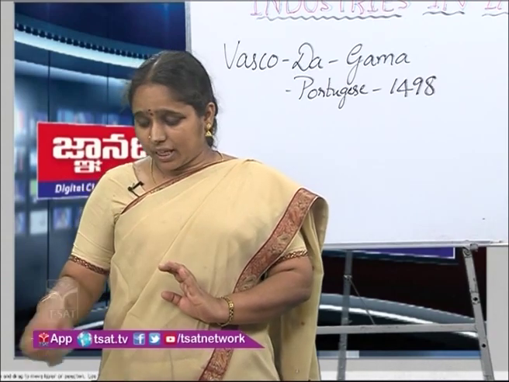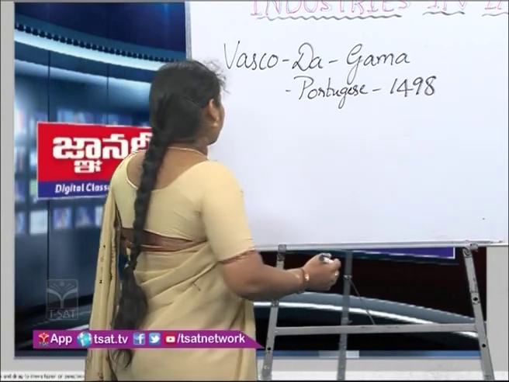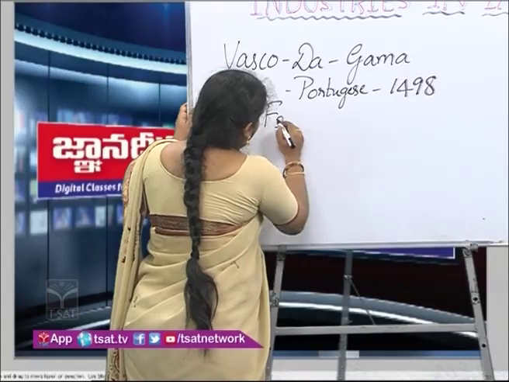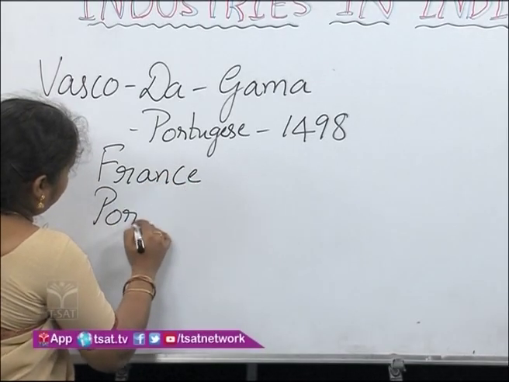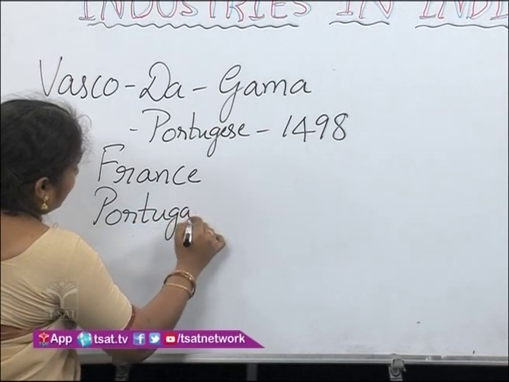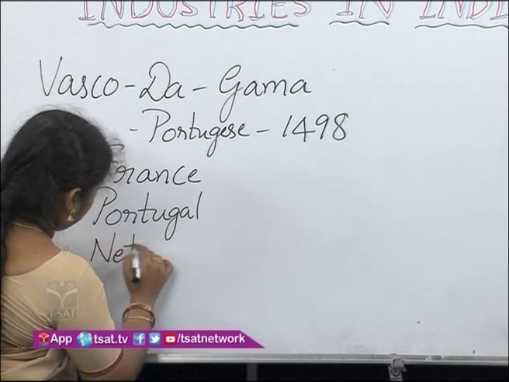However, there were many competitors already here. Who were they? There were people from France. There were people from Portugal. There were people from Netherlands. It is also called Holland.